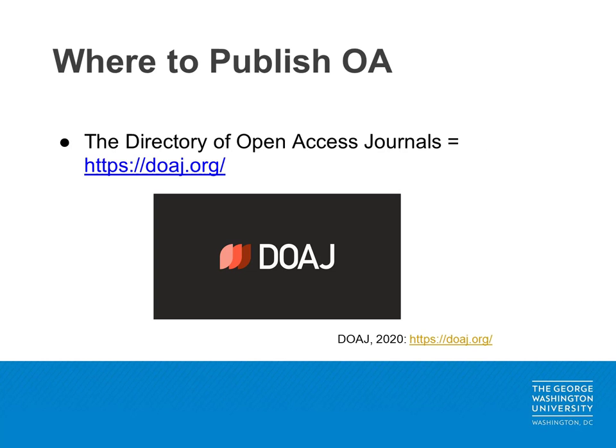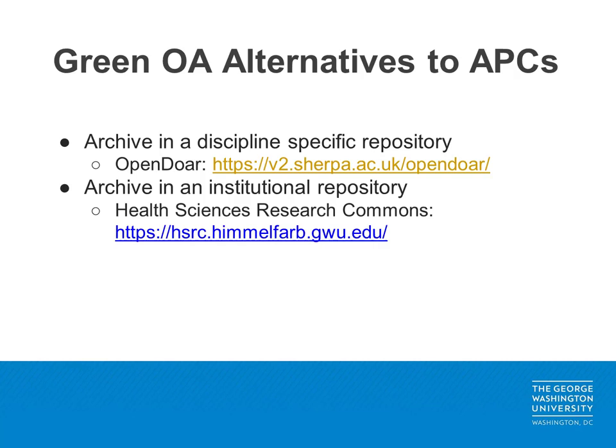If you are interested in publishing in an open access format, see the Directory of Open Access Journals for recommendations. If you are unable to publish Gold Open Access, then explore Green OA alternatives by looking at a discipline or institution-specific repository. OpenDoor is a database of discipline-specific open access repositories, and Health Sciences Research Commons is an institutional repository for the GW Schools of Medicine and Health Sciences, Public Health, and Nursing.